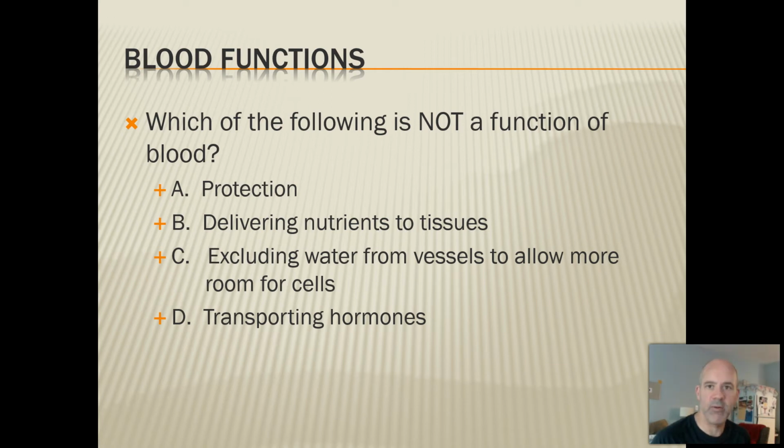They're highways that are delivering nutrients that have been absorbed from the foods that you've eaten to your tissues. They deliver oxygen gas to your tissues. Transporting hormones, yeah, hopefully you remember hormones travel through the blood to your tissues. How about C, excluding water from vessels to allow more room for cells? No, that's not going to be a key function of the blood, but those other things are.